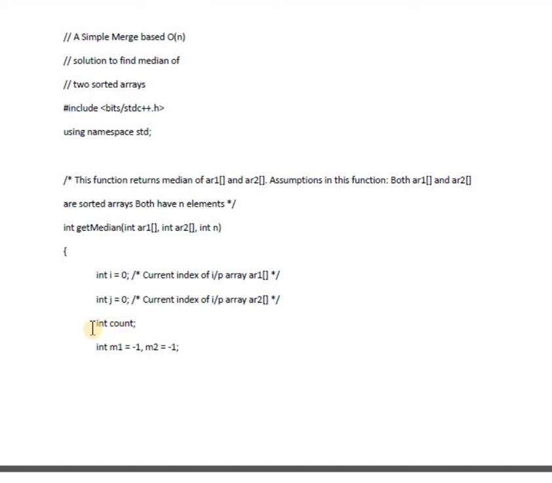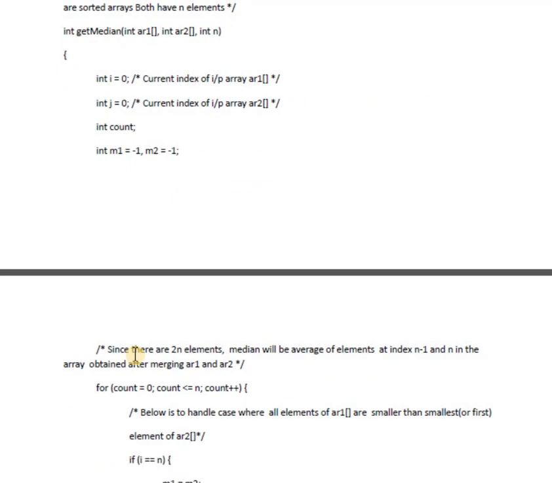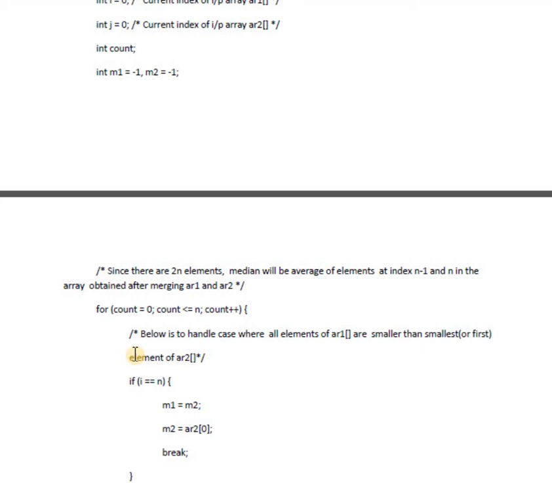Now there is another variable, count. After that there are two more variables, m1 and m2, which are initialized to -1. By using a for loop, we are checking all the elements of the array, where the elements of array 1 and array 2 are in sorted order. That means the smallest element is the first element in the array.